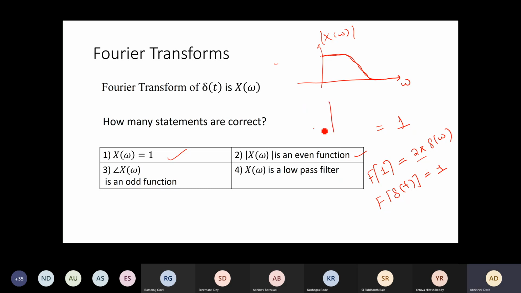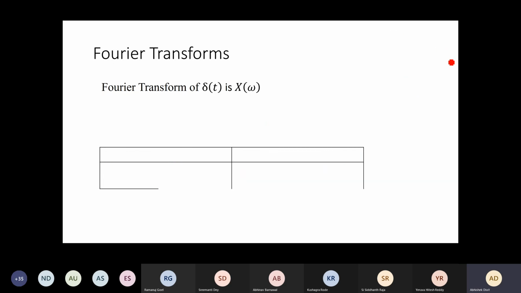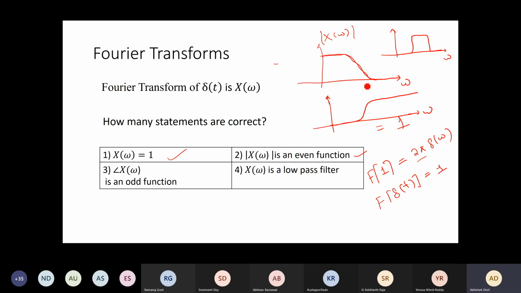A high pass filter will be something like this. So this is a high pass filter. You can also have a band pass filter, which will be something like this. A band pass filter passes a band of frequencies. Low pass, high pass, band pass. And if you have mod of X omega like this, it's an all pass filter. It passes all frequencies.